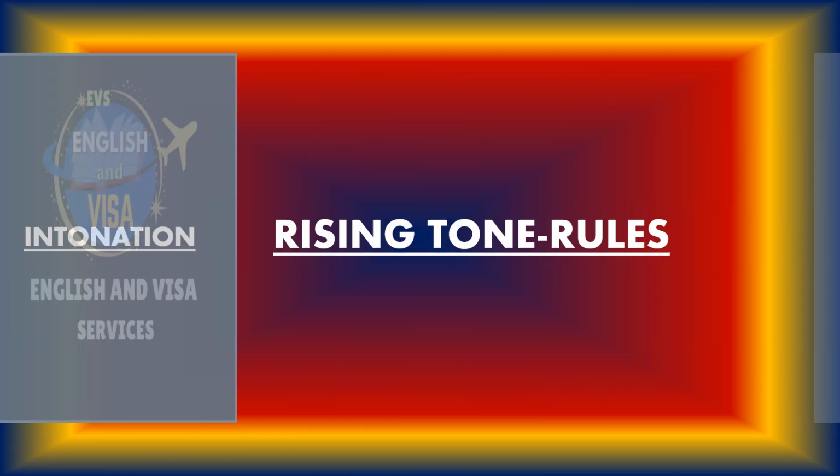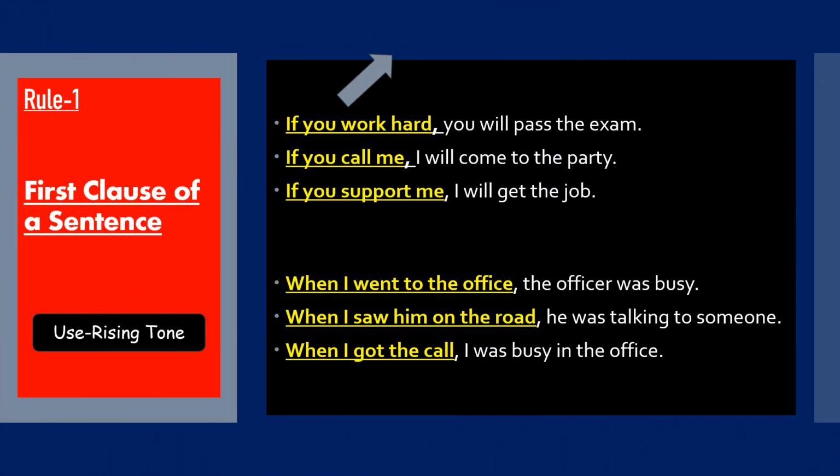What are the rising tone rules? The first rule concerns the first clause of a sentence. What do you mean by a clause? In every sentence, there are two parts: the first one is the main clause, and the other is the supporting clause. For example: if you work hard, you will pass the exam. If you call me, I'll come to the party. If you support me, I'll get the job. These are the clauses. The rule says that in the first clause of the sentence, you need to raise your voice a little bit at the end.